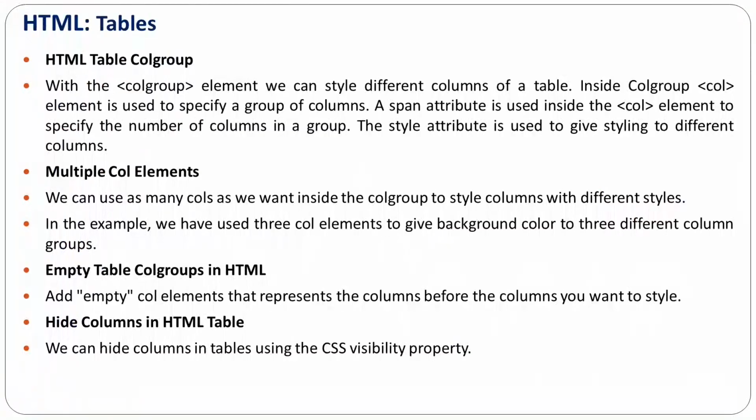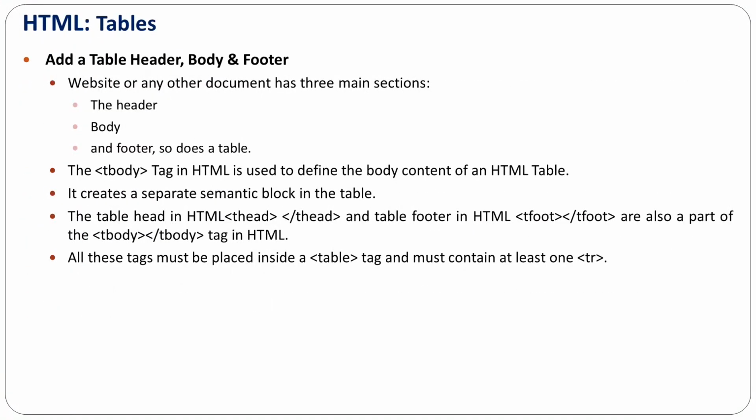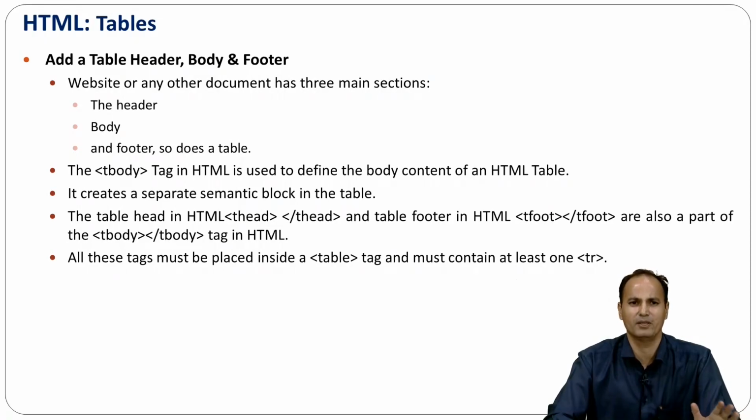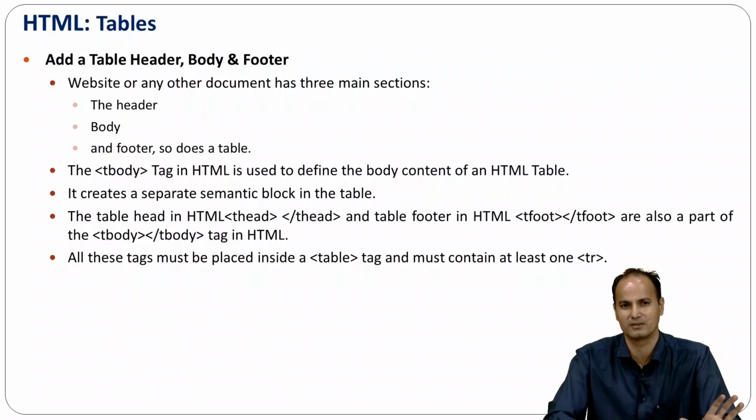Moving next. Adding a table header, body and footer. Any website or other document has three main sections. We already know there will be a header, there will be a body within which the content is displayed, and at last there will be a footer. So every website consists of three main components.